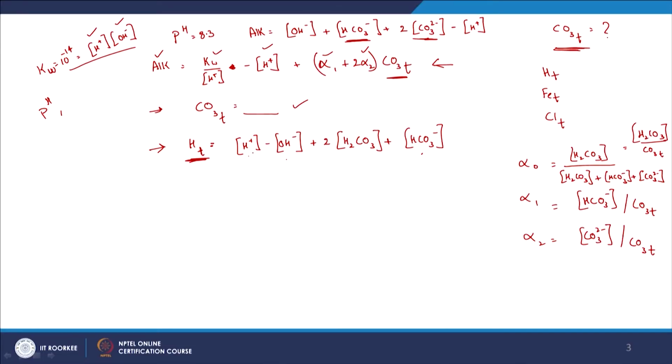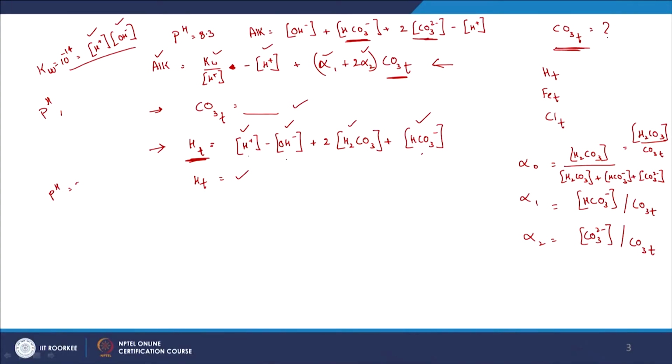Again, at this stage we have CO3 total, and from here, because I have CO3 total, I can calculate H2CO3 and HCO3 minus concentration. I also have H plus and OH minus concentration, so I now have the concentration of H total. So initially I have CO3 total and H total. This is at the condition where the pH was equal to 8.3 and the alkalinity was, I think, 150 milligram per liter as CaCO3.